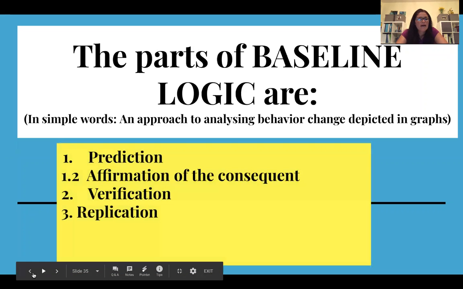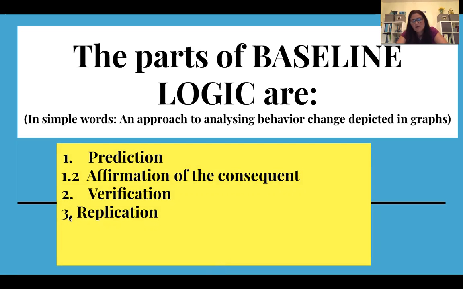So we have 3, but actually 4, depending on which book you read. I put it like this: 1, 1.2, 2, and 3. The first one is prediction, the second one is affirmation of the consequent, and then verification and replication.